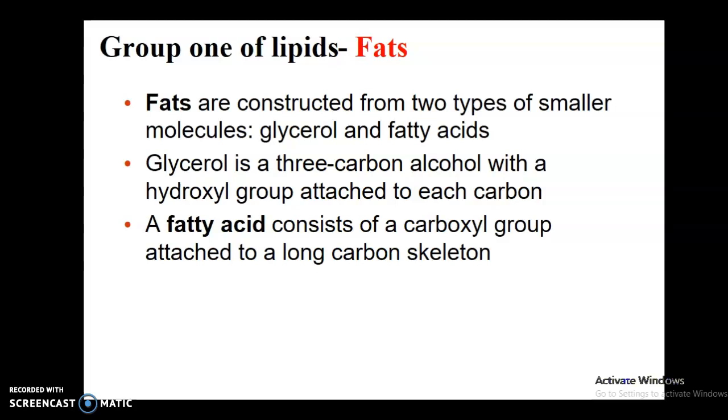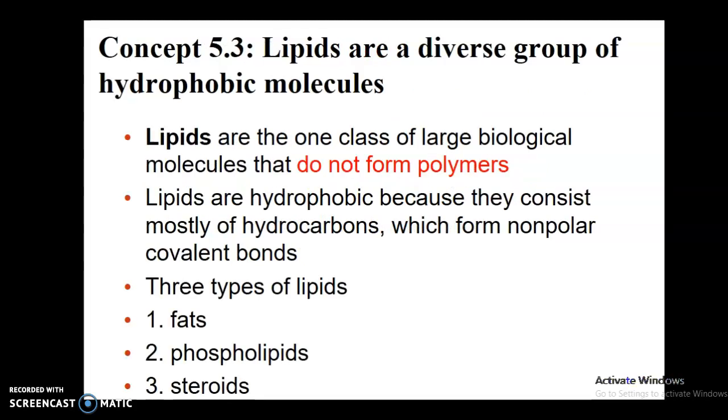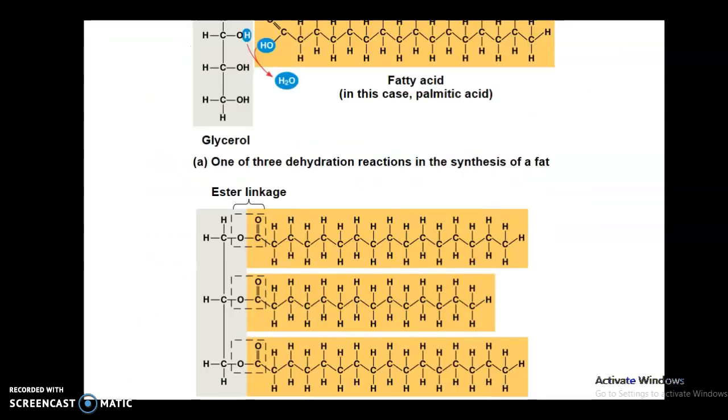Our fats by themselves are made up of glycerol and fatty acids. The glycerol is what we call a 3-carbon alcohol, so it has a hydroxyl unit attached to each of its carbons, and a fatty acid has that carboxyl group. Remember, that's the C with the double-bonded O and a hydroxyl attached to it. At this point, it is not important that you can recognize that it is a 3-carbon alcohol or that carboxyl unit. You should be able to tell me, though, that there are 3 groups: fats, phospholipids, and steroids.